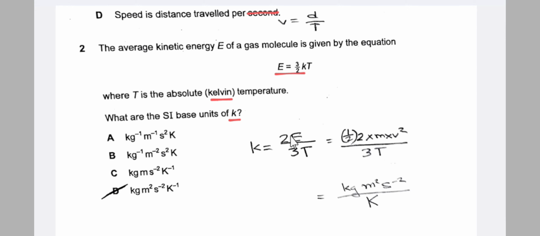For energy, there are many types of energy, but I have used kinetic energy because it is easier. Kinetic energy is half into mass into speed squared. We know the SI unit of mass is kg and the SI unit of speed squared is meter squared per second squared, divided by temperature in Kelvin. After arranging, we get kg meter squared per second squared per Kelvin, that is D.